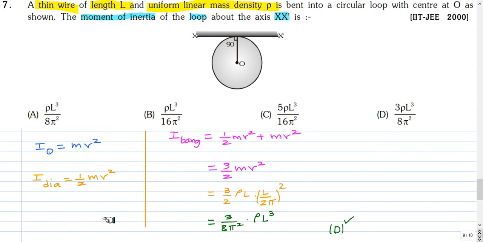This is actually a simple and a trivial question. We have to find moment of inertia about this axis. The moment of inertia about the point O perpendicular to this ring is mr square, because all the elements of the ring are at the same distance r. So the moment of inertia of all the elements will add to give mr square.